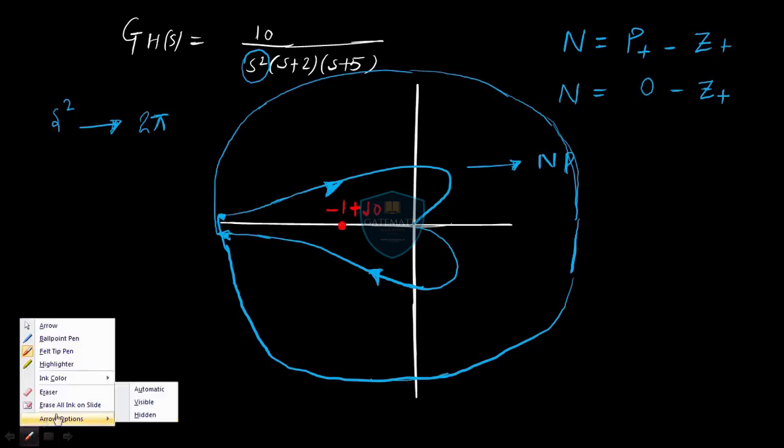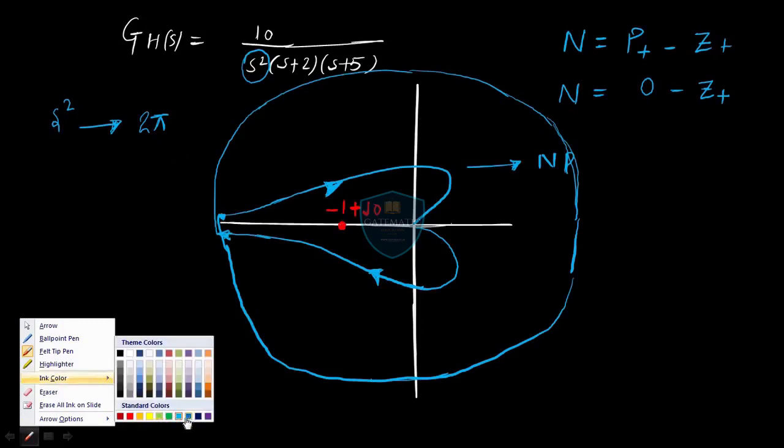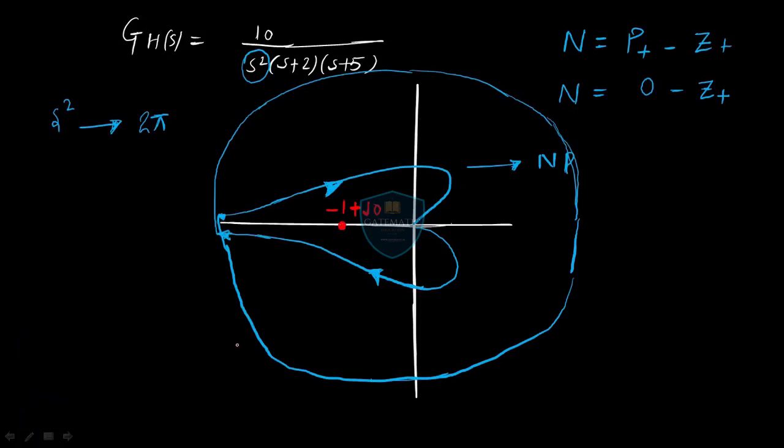Now I'll find the stability. Is it clear to you why this infinite radius is 2 pi? We discussed this earlier. Okay, so now we'll check the condition for minus 1 plus j0. I'll draw one line from the point minus 1 plus j0 to check the encirclement. At this point, what is the direction? See, this is the direction.